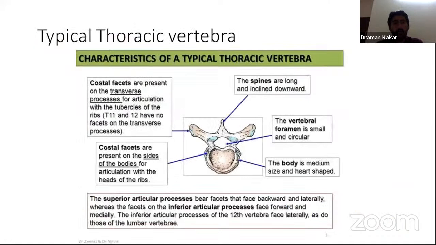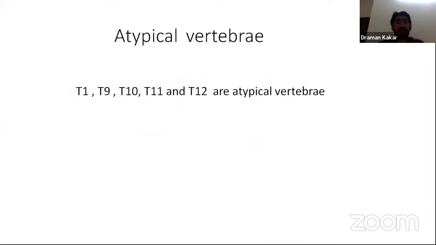Now we discuss certain features of the thoracic vertebra. A typical thoracic vertebra has a body, a pair of superior articular facets and inferior articular facets, the transverse process and the spinous process, and the articular facet on the transverse process for articulation with the ribs. The atypical vertebrae are T1, T9, T10, T11, and T12, because certain of these features are missing. So we will discuss these features one by one.